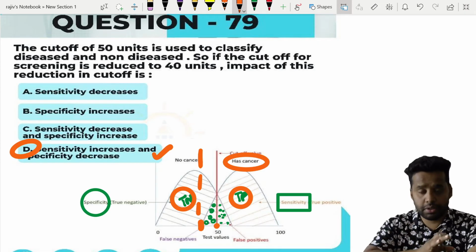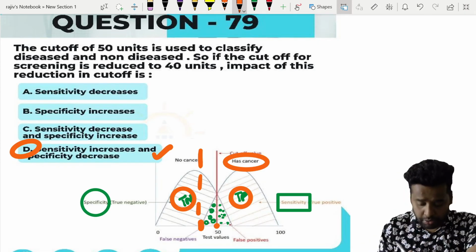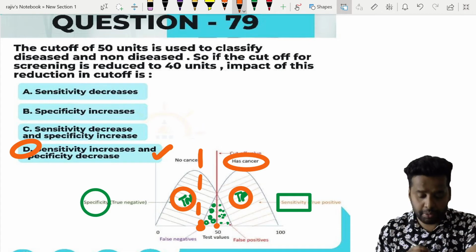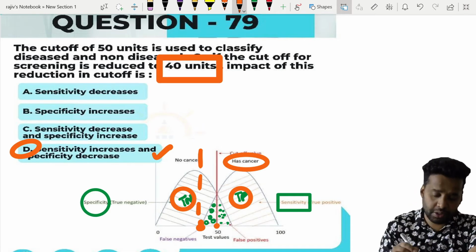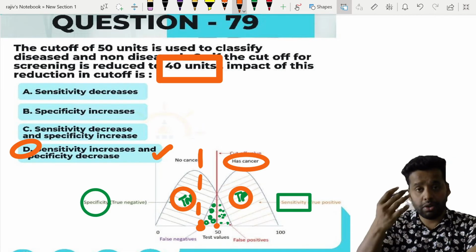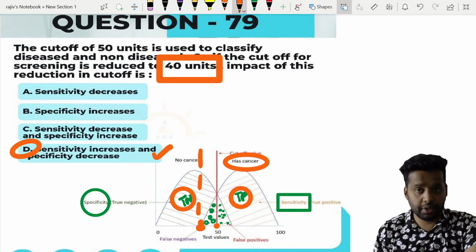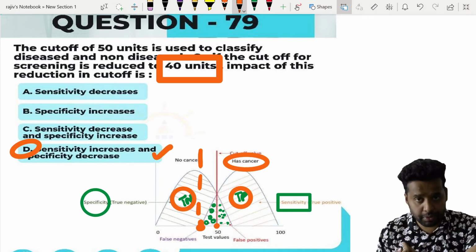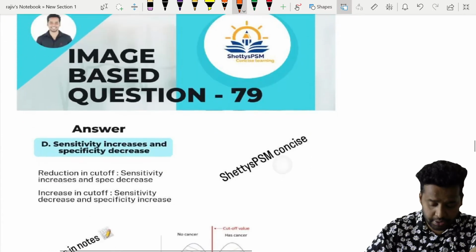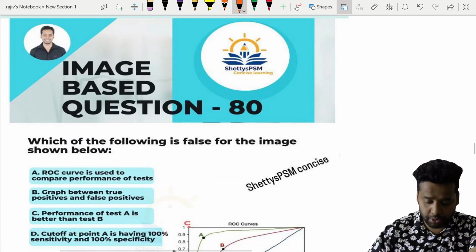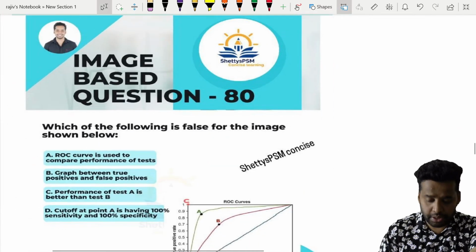But I change the question to the next level. If I reduce the cutoff, everyone is identified. If I keep it at 40 units, it will do justice for the cancer patients. All true positives, 100% sensitivity, but you are sacrificing specificity. The answer is sensitivity will increase. If you reduce the cutoff, keep this in mind, sensitivity will increase.